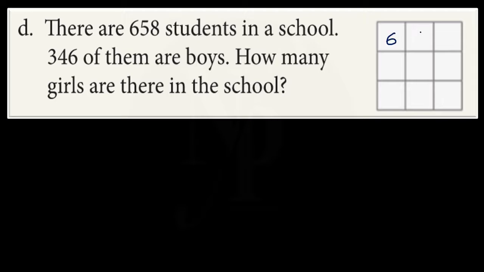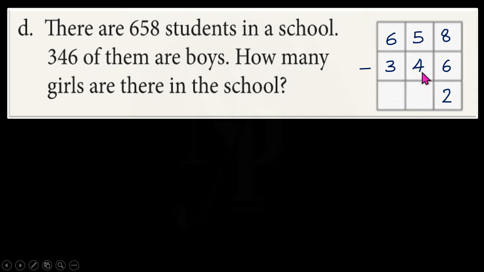6 in hundreds place, 5 in tens place, 8 in ones place. And in the second row, I put a minus sign here, and then I write 3 in hundreds place, 4 in tens place, 6 in ones place. Now let us subtract. In ones place we have 6 to be subtracted from 8. That is 6 ones to be subtracted from 8 ones. On doing so we get 2 ones. 8 minus 6 is 2.